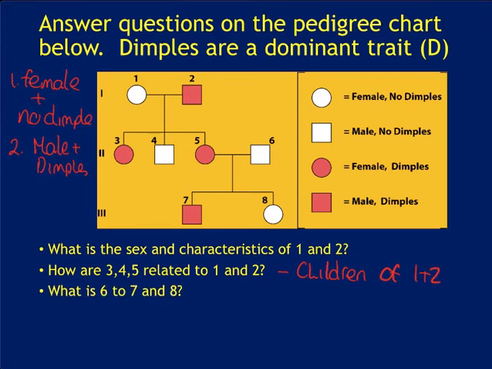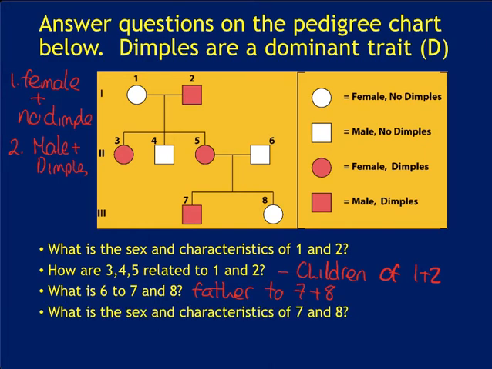What is 6 to 7 and 8? So in this chart, child 5 has gotten together with person 6, and they've had children 7 and 8. So 6 is the father because it is a square. So it's the father to 7 and 8. What is the sex and characteristics of 7 and 8? So 7 over here is male and dimples. And 8 is female and no dimples.